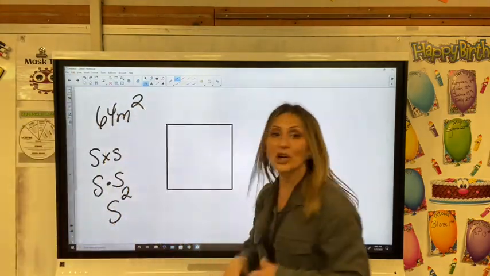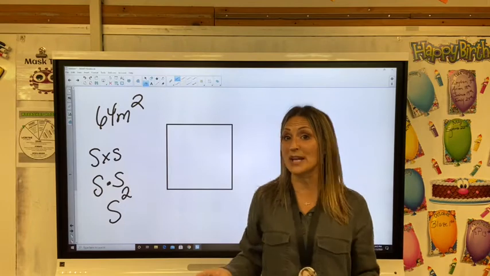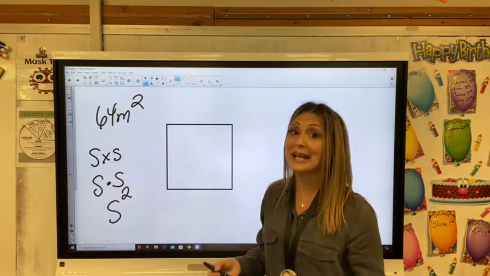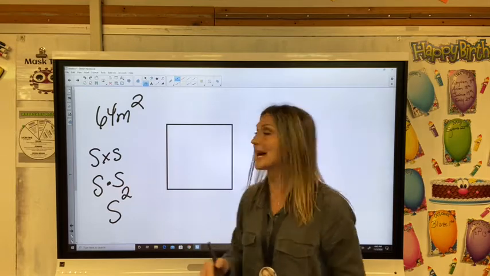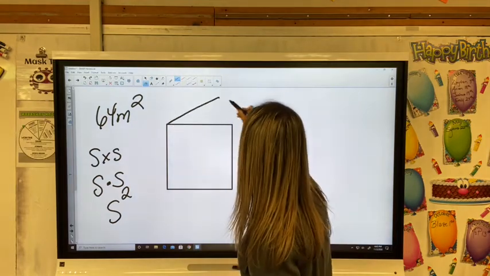What happens, 6th graders, when we turn this two-dimensional figure into a three-dimensional figure and we want to find not just the area of that square, but every square that makes it up? That is what is known as surface area.